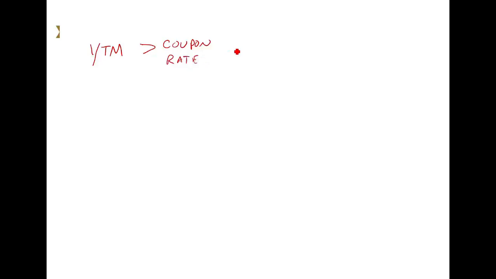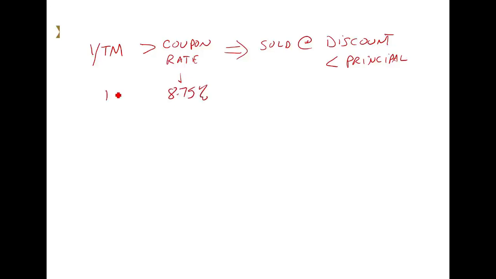When the market wants more than what the bond offers, then the bond will be sold at a discount, at a discounted price. At a discount, that means it's below principal. In my example, the principal value, remember, was $1 million. So if the coupon rate is 8.75%, but the market wants 12%, which is greater than the 8.75, then it would sell at a discount.